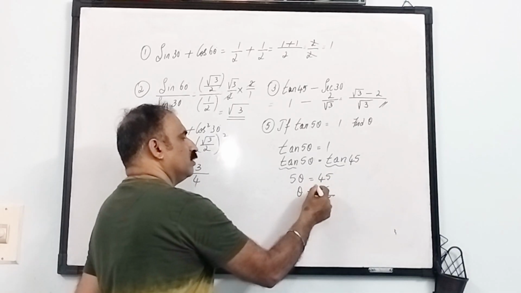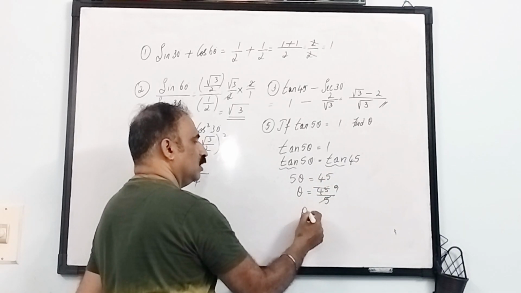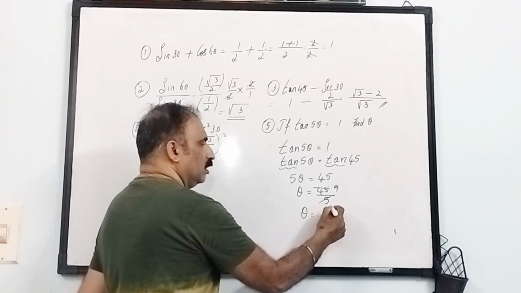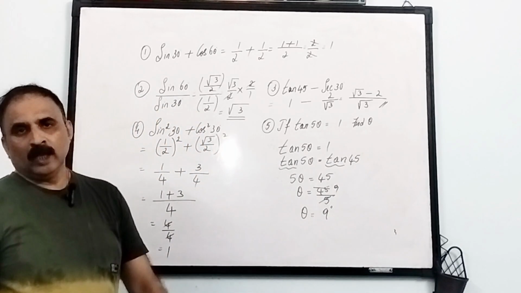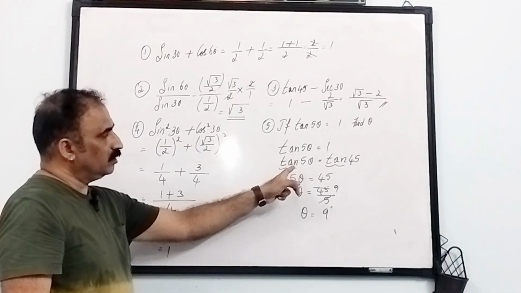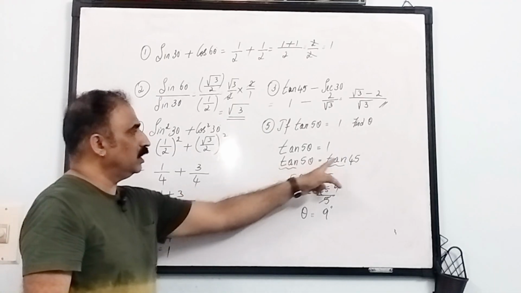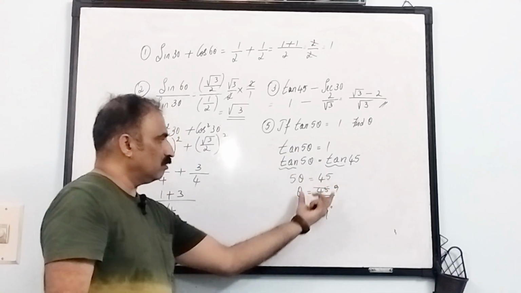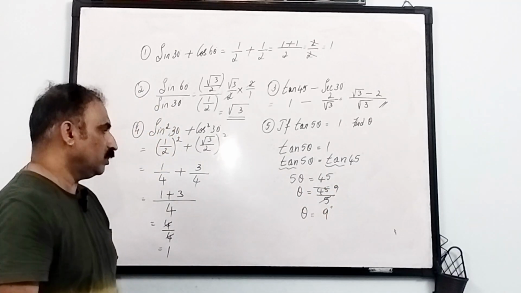5 ones are 5, 5 nines are 45. Theta is going to be equal to 9 degrees. So remember, whenever it is asked to find theta, LHS and RHS should be in the same function. Then only you can equate both of them, remove the required values and find it according to that.